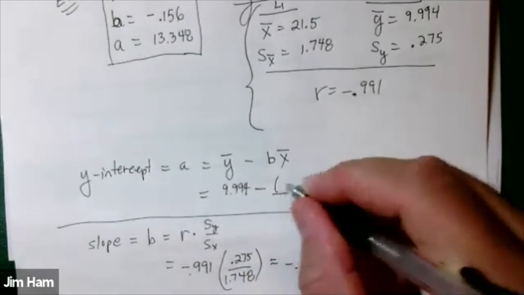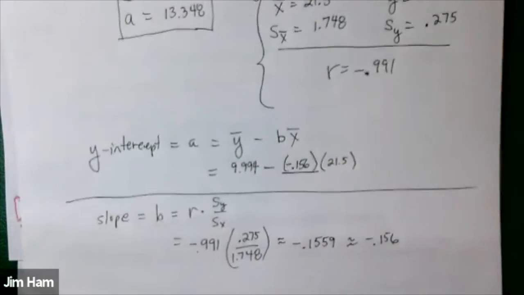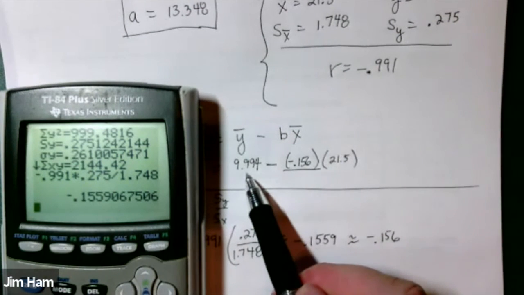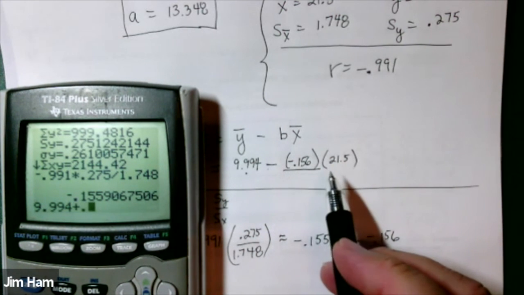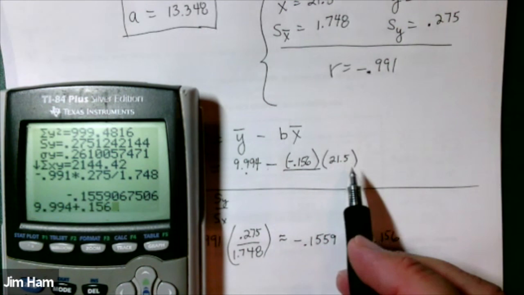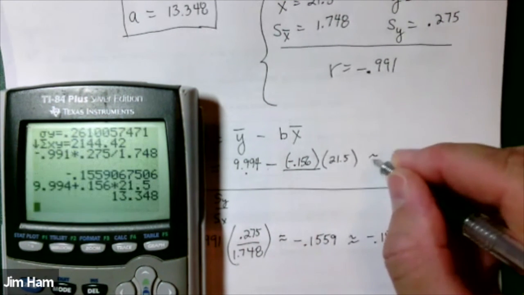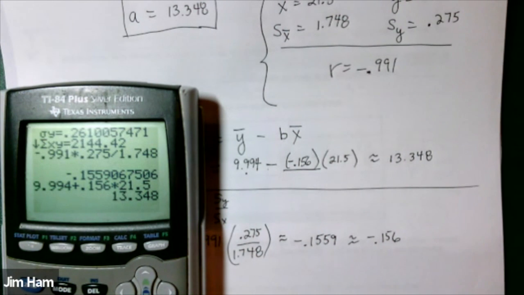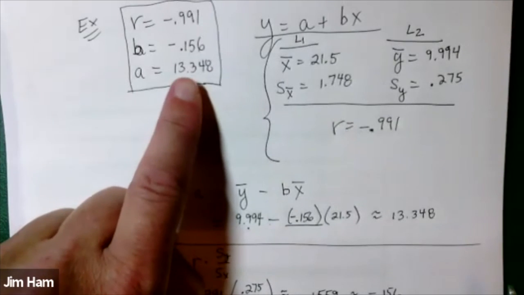Now, when we know that this number is negative 0.156, we can put it in there and then evaluate here, 9.994. A negative and a negative is a positive. We'll cancel one of them out. 0.156 times 21.5. And this is about 13.348. And notice that that's the same value as our Y-intercept up here.